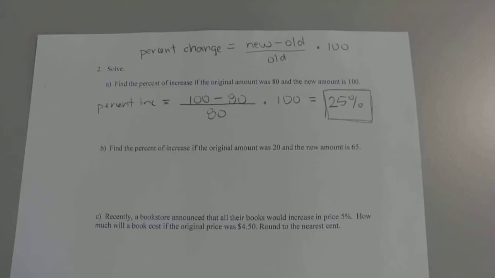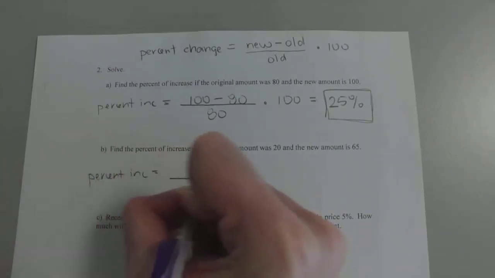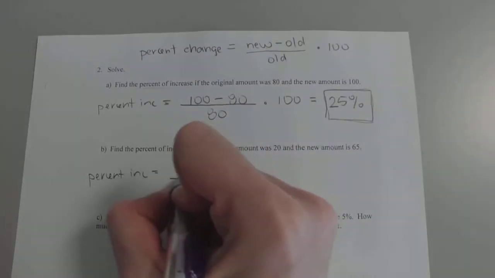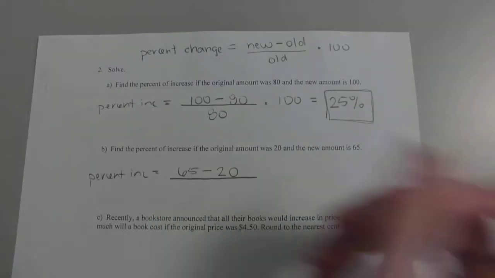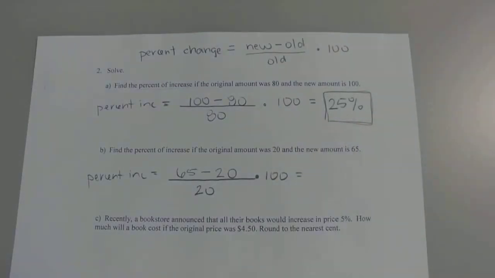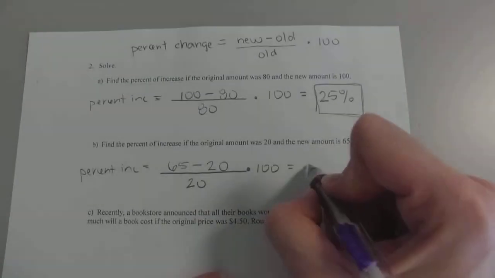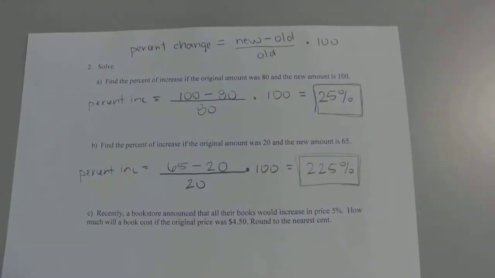Find the percent of increase if the original amount was 20 and the new amount is 65. Guys, we're just going to set it up the exact same way. So our percent increase is new. What was our new amount? 65 minus our original or old amount, 20, all over our original or old amount of 20. We can't forget to multiply by 100 once we do that. So again, make sure you do order of operations. Do 65 minus 20 first, hit enter, then divide by 20, and then don't forget to multiply by 100 to make it a percent. So do you guys get 225% there?